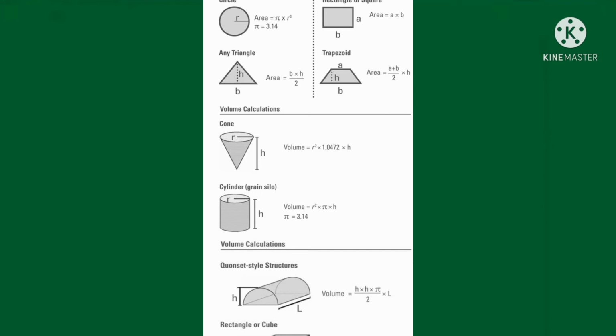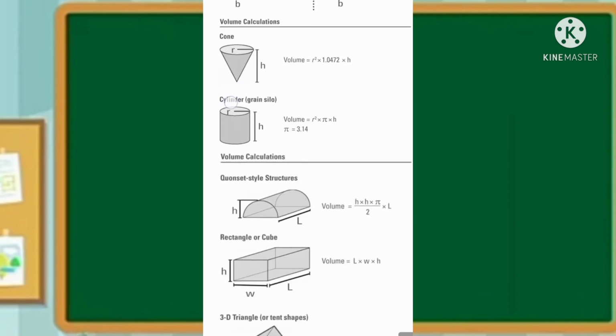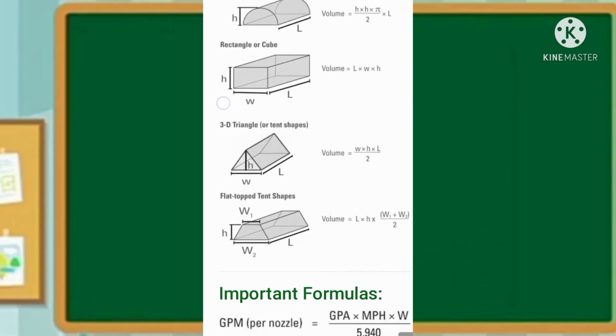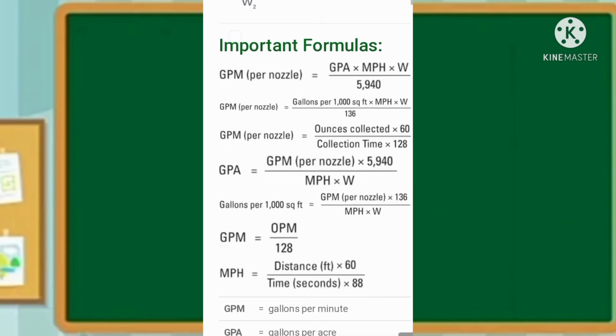As you can see, the formula of the circle area is equal to pi times r squared, where pi is equal to 3.14. And the following others are here, as you can see. And these are very important formulas.